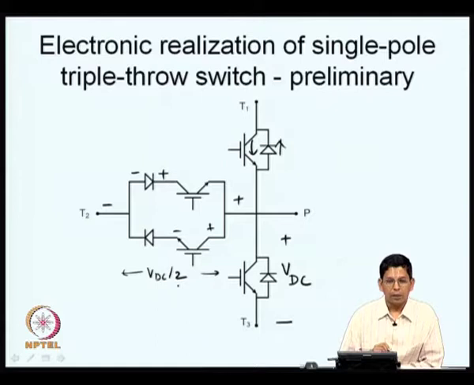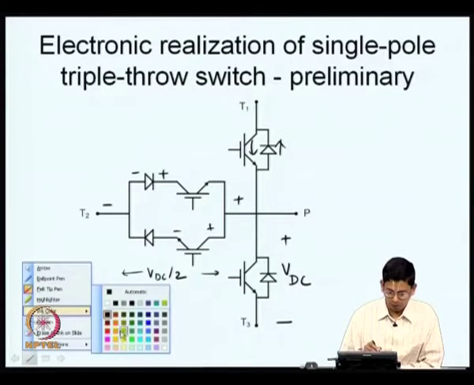Now, this is what happens when P is connected to T1. The story will be similar when P is connected to T3. In that case, the bottom transistor or the diode will conduct depending on the direction of the load current, and the top transistor will be blocking a potential equal to plus minus VDC. And here again you may have a VDC by 2 blocked by the other transistor and the other diode as we observed before. If P and T2 are connected together, let us say P and T2 are connected.